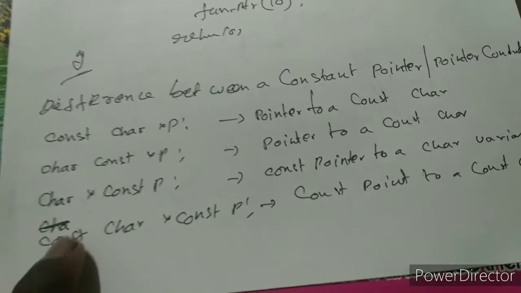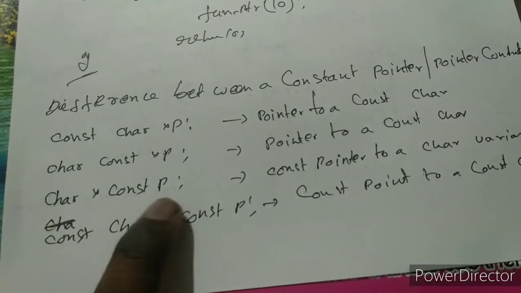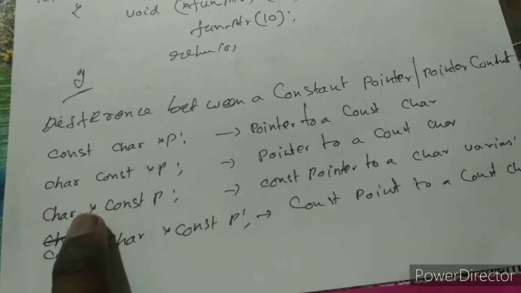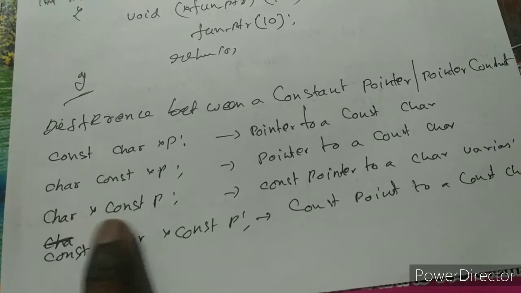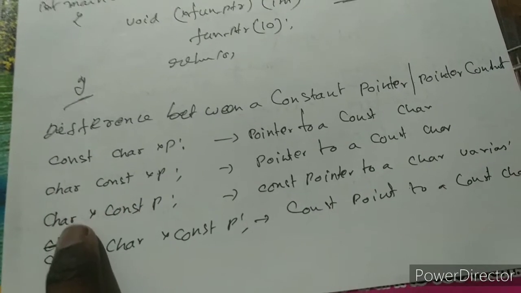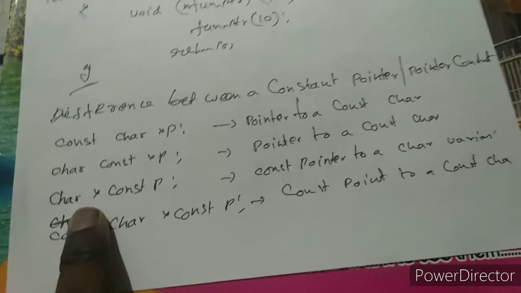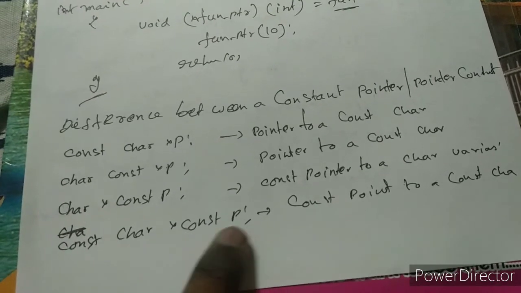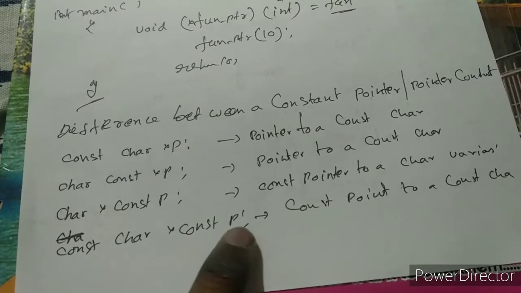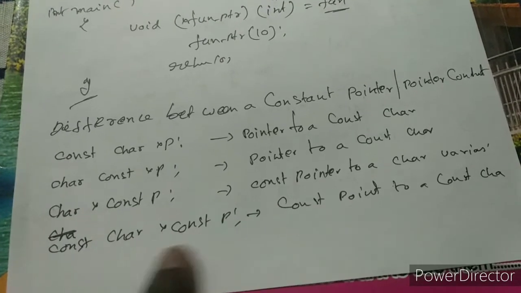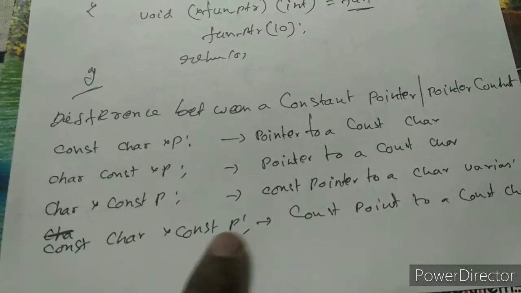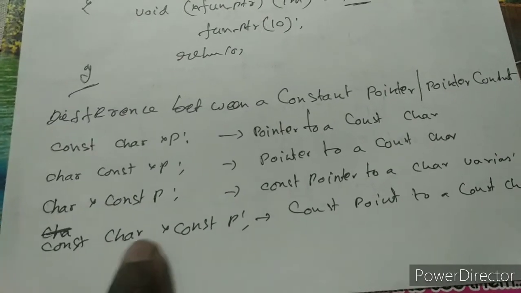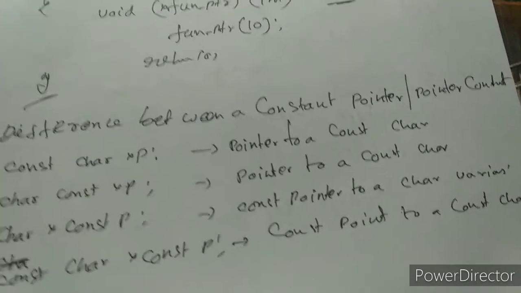Here char *const p: the pointer is a constant pointer to a character variable. Here the pointer is a constant, the variable data is not a constant. Then const char *const p is a constant pointer to a constant character. Here both are constant. The pointer is fixed, and the data is fixed here.